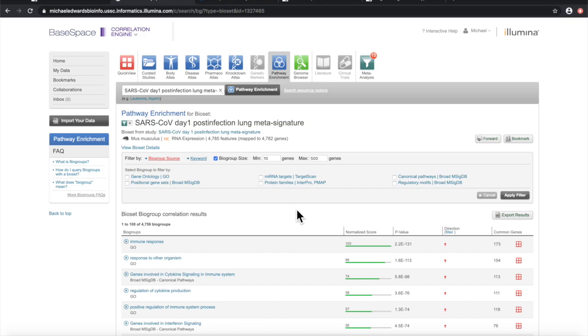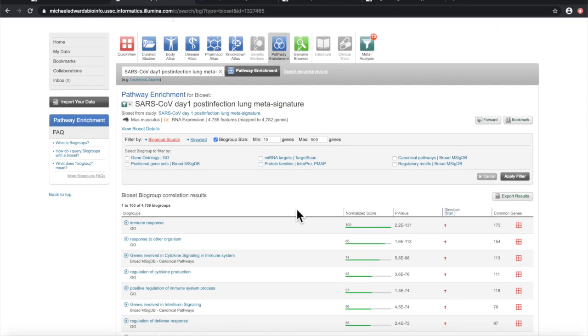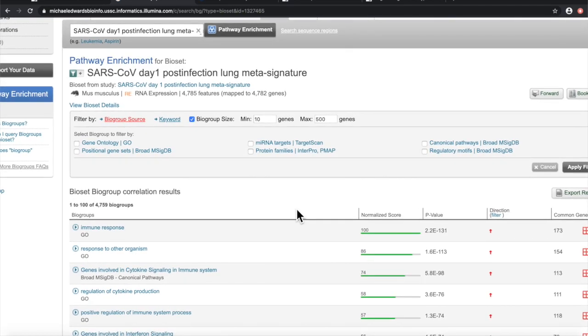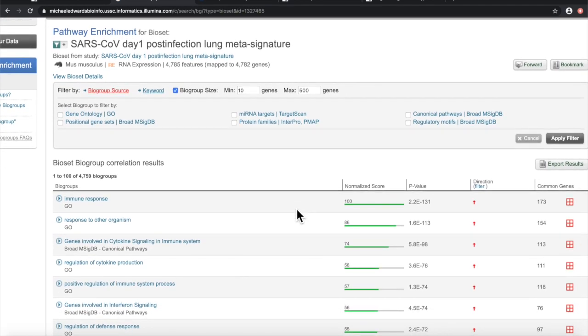Given on this tab are the biological groups and pathways that were overrepresented in our day 1 signature. The likelihood of obtaining these results by random chance is given by the p-value in the middle, and anything below a probability of 0.05 is usually considered significant. As you can see, most of these groups are way below that standard. Obviously, you see a p-value of 10 to the negative 131.